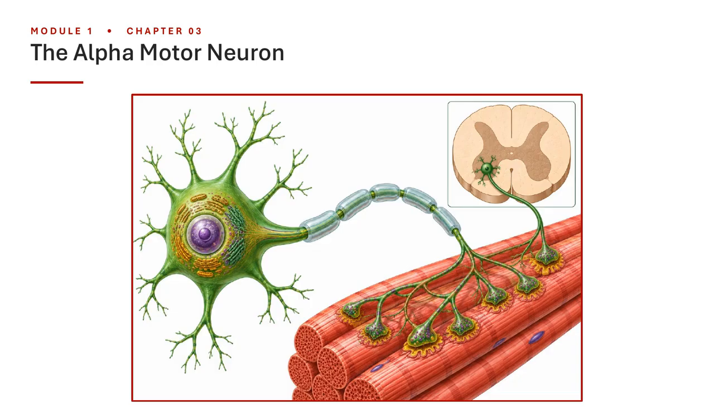One alpha motor neuron, together with all the muscle fibers it innervates, forms a motor unit, the smallest functional element of movement. Remember this: when the alpha motor neuron or its axon is damaged, you lose the output of the reflex arc. The signal can't complete. That's why LMN lesions produce absent or diminished reflexes.